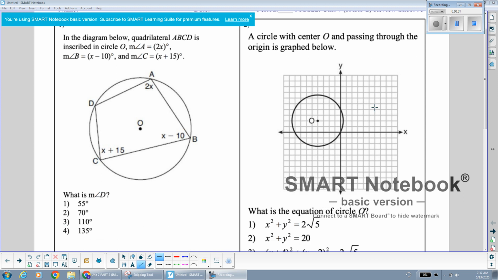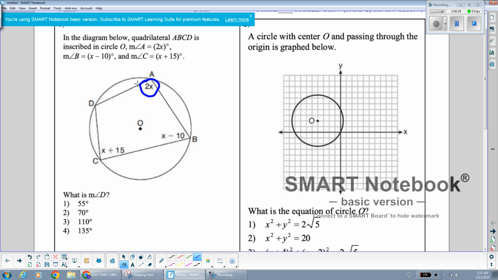Question number 1, we have a cyclic quadrilateral. Remember, in a cyclic quadrilateral, opposite angles are supplementary. It works a little bit different than the regular parallelograms, squares, rectangles, rhombuses that we've been seeing where opposite angles are congruent. In cyclic quadrilaterals, that means quadrilaterals inscribed in a circle, the opposite angles are supplementary to each other.